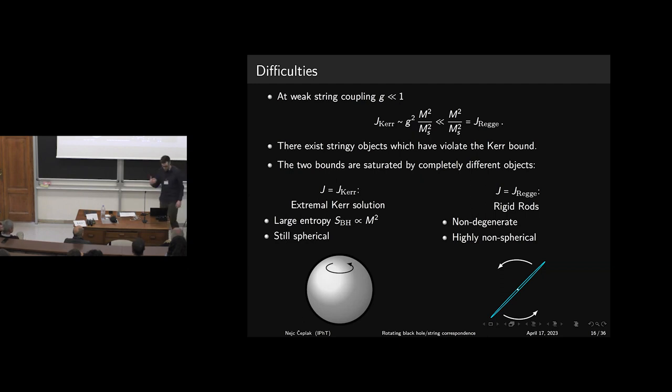On the other hand, even in four dimensions, there exist stringy objects, like stringy bars and other highly spinning objects, which would then violate the Kerr bound. And completely differently, the Kerr and the Regge bound are saturated by two completely different objects. The extremal Kerr solution still has a large entropy. It's still largely spherical. Whereas on the other side, the Regge bound is saturated by some rigid rods, some kind of thing, which is highly non-degenerate, but also highly non-spherical. So the two things are in general quite different.